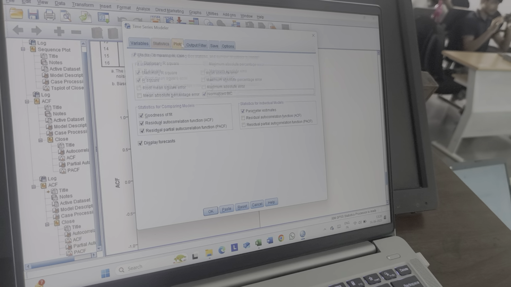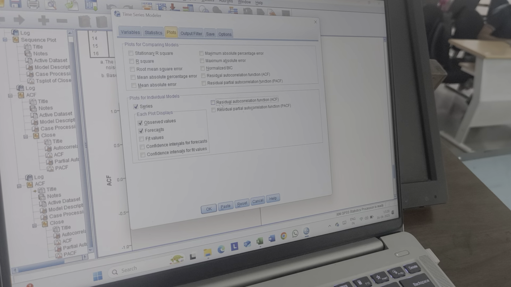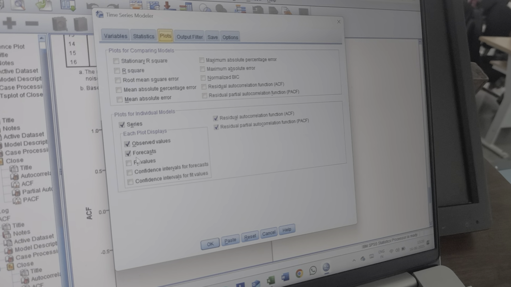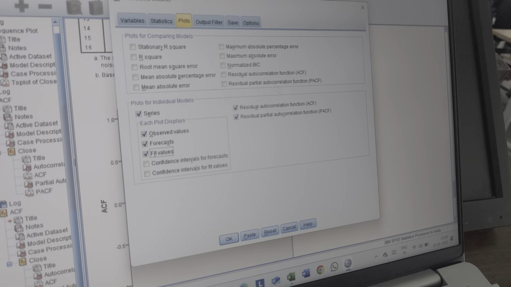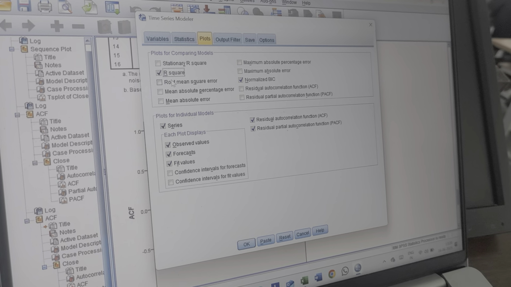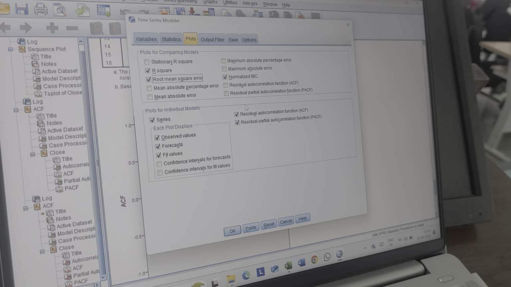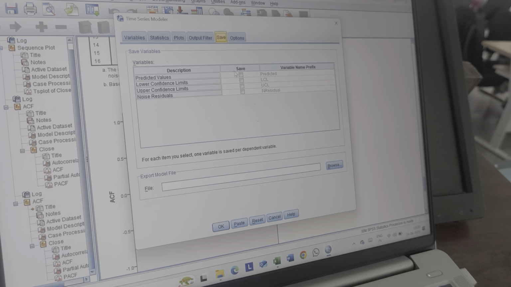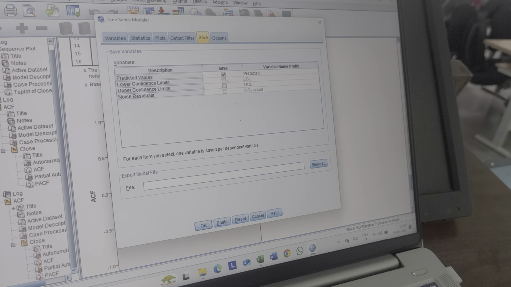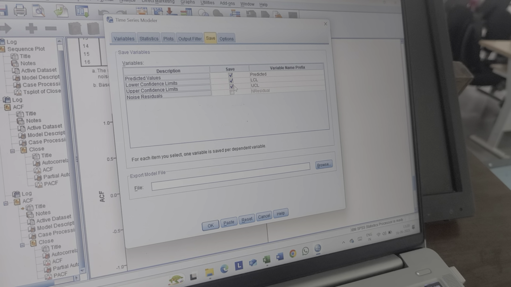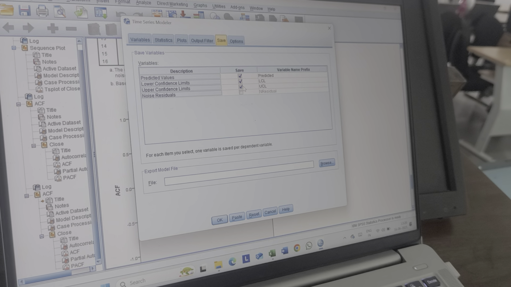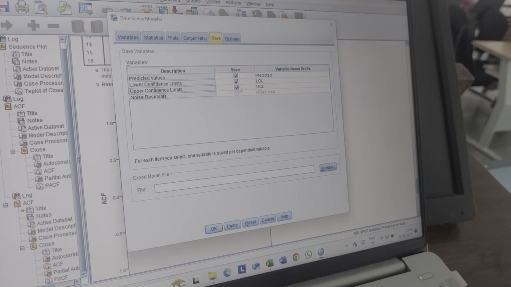And then go here to Plots. Select residual ACF plot. In fit values, here also select BIC, R square, RMSE. And then Save. If you want to save the values, go to Save: predicted value, lower confidence level, upper confidence level. It gives a value and then a range. Select these three. These three will come to your SPSS file.